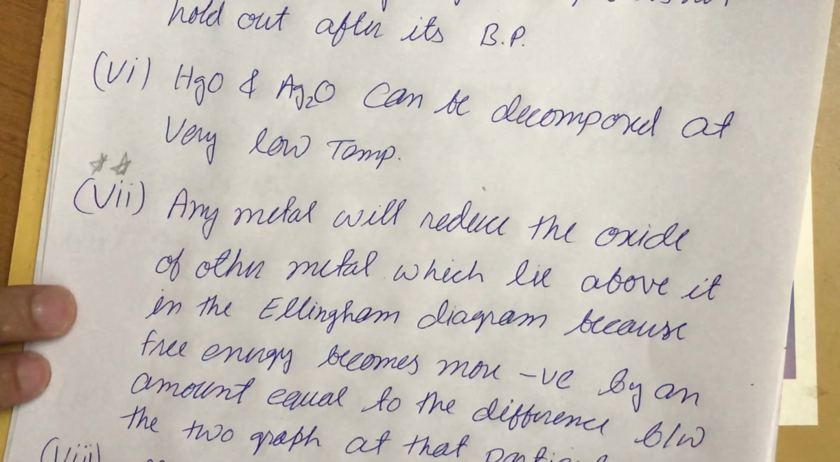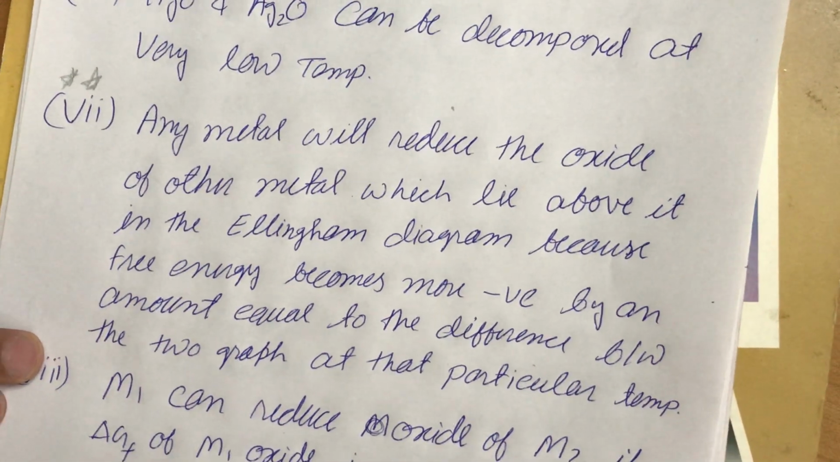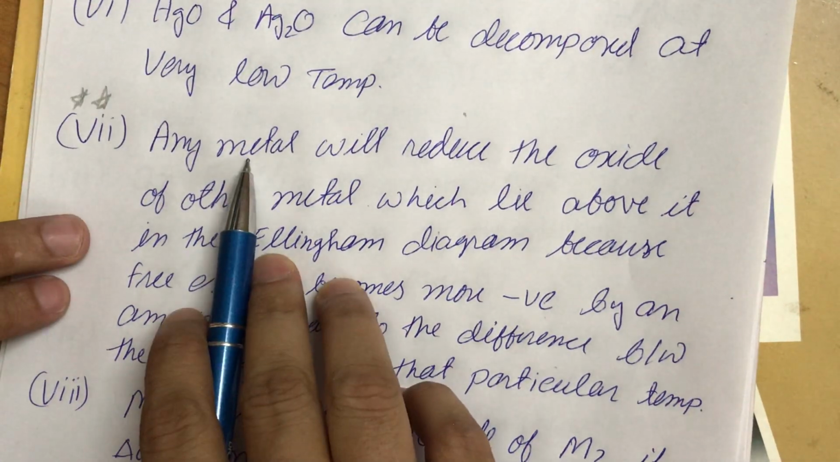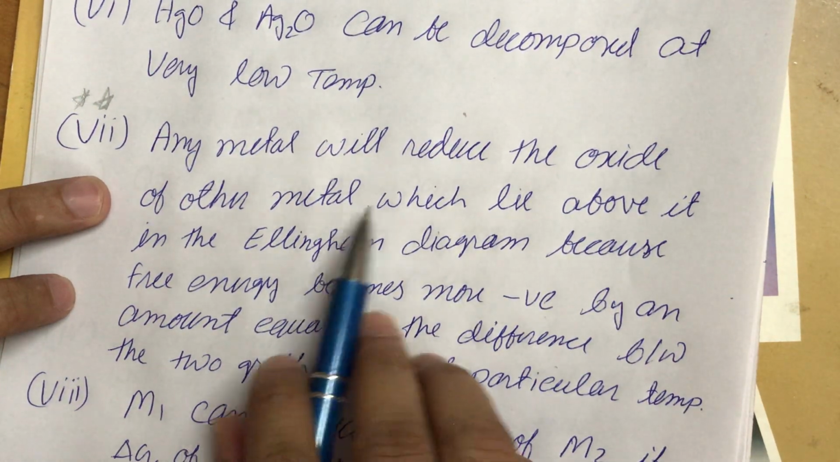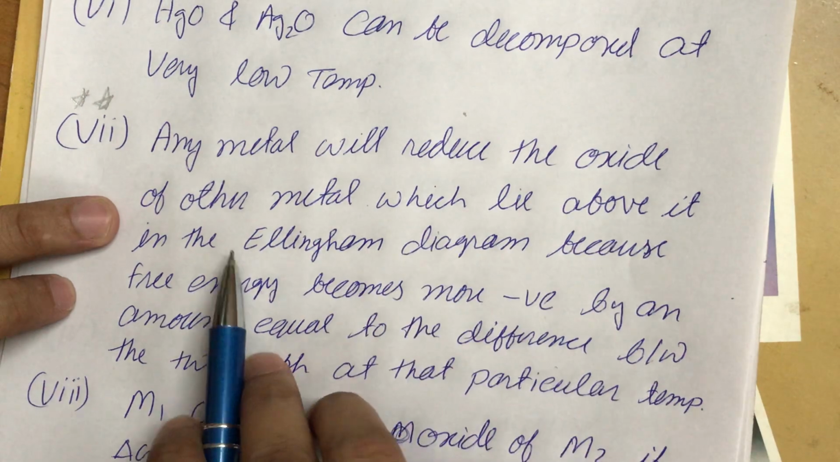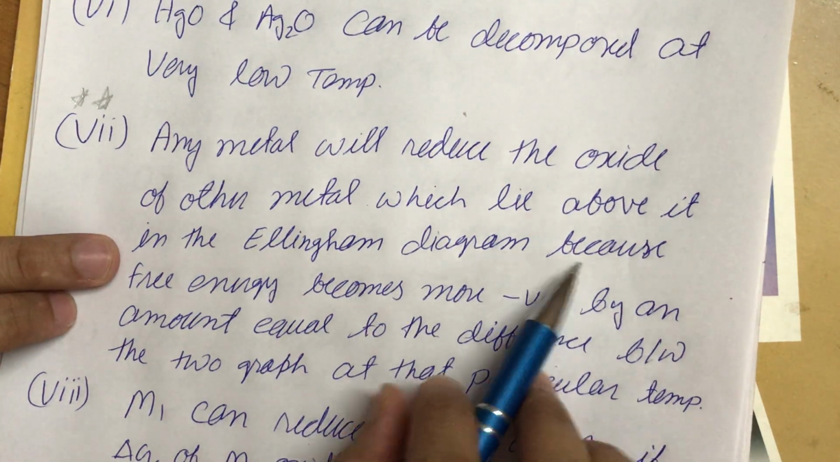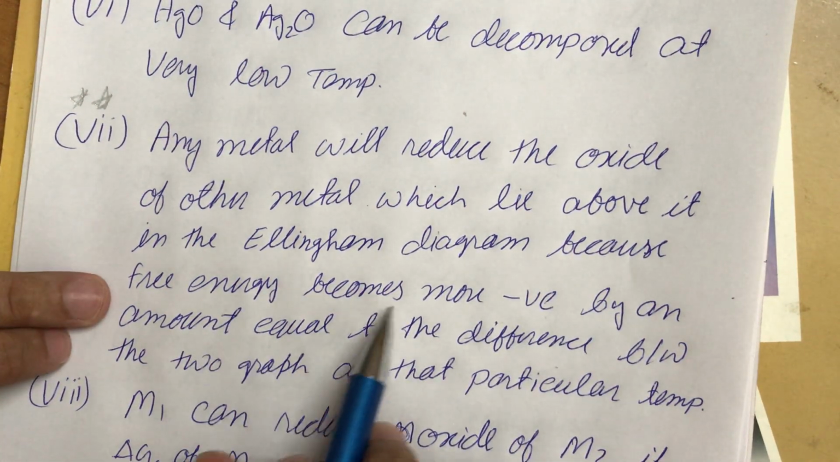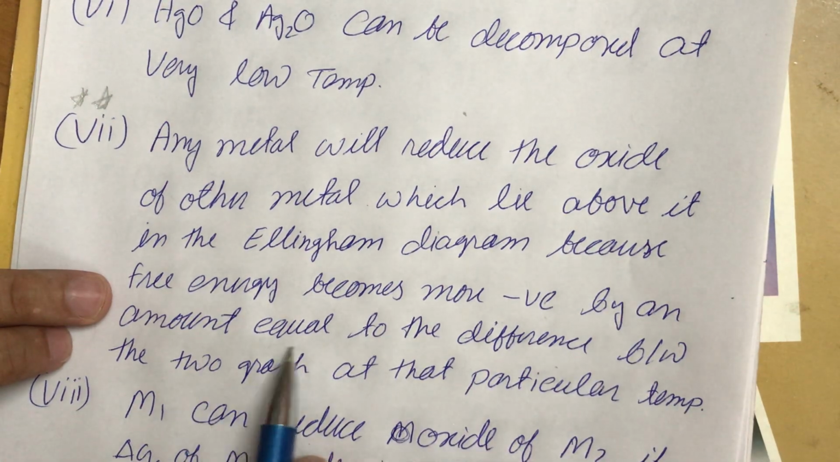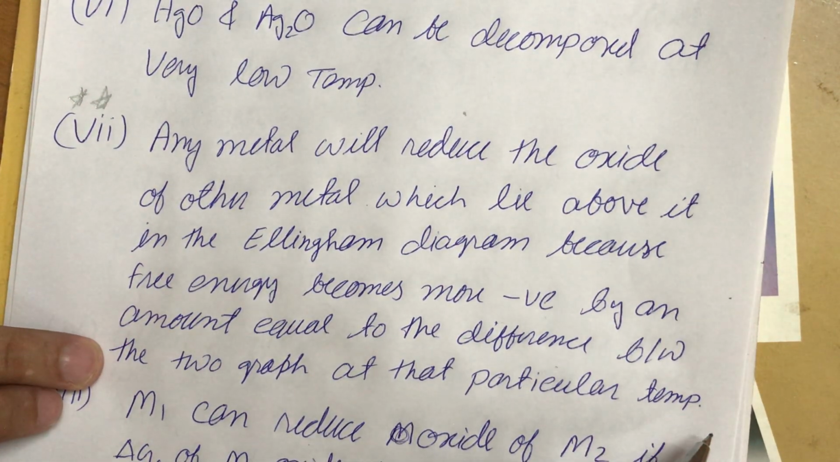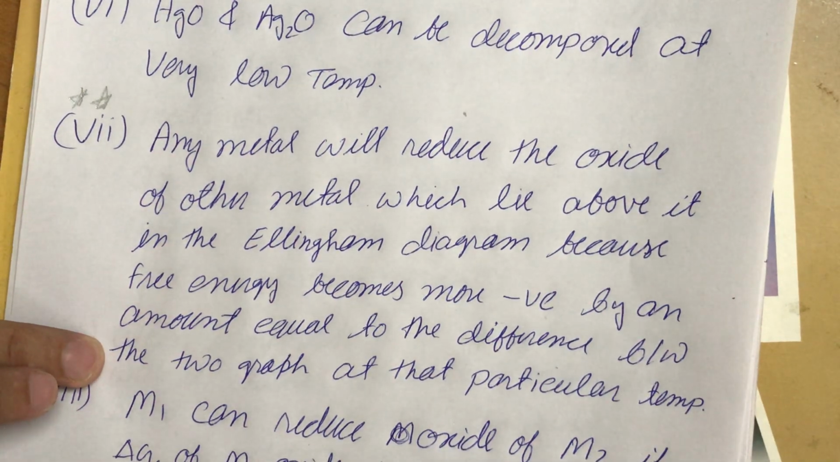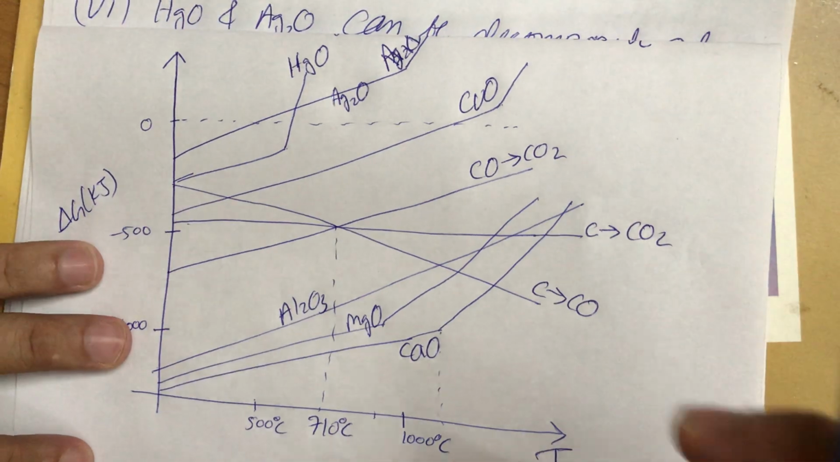Now, the seventh point, which is very useful: any metal will reduce the oxide of another metal which lies above it in the Ellingham diagram, because free energy becomes more negative by an amount equal to the difference between the two graphs at that particular temperature. So, listen. I'll explain using this graph.